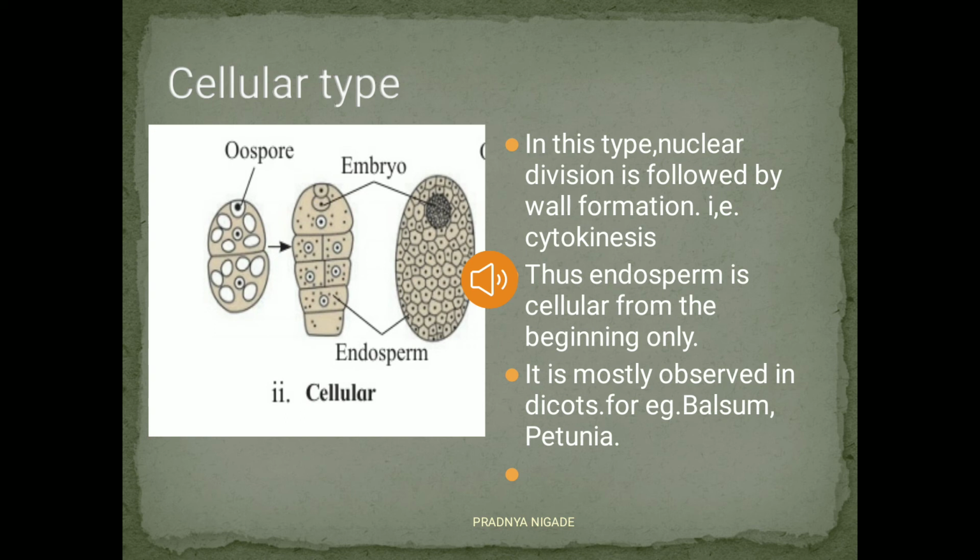Therefore, in the cellular type of endosperm, endosperm development occurs in the cellular form right from the beginning. It is mostly observed in 72 families of the dicots. Examples are balsam, petunia and Adoxa.